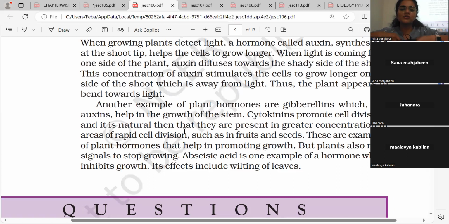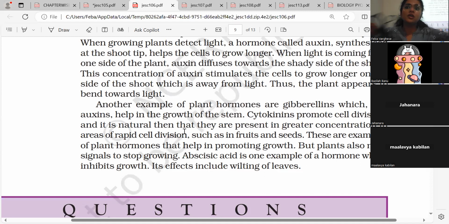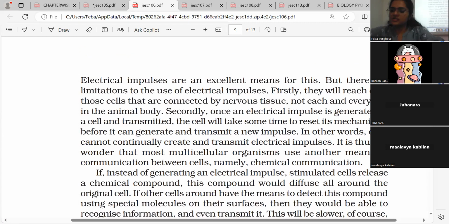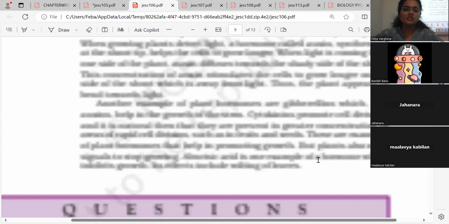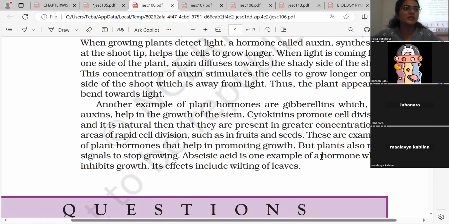Now, which all are the hormones present in the plant body? Examples: auxins, gibberellins, cytokinins, abscisic acid, and ethylene. Yes, ethylene is a ripening hormone, right? It causes the ripening of the fruits. Abscisic acid also is an inhibitor of growth. Ethylene and abscisic acid are inhibitors of growth, right? What are the effects of abscisic acid? It causes the wilting of the leaves. It causes the dormancy of the buds. It causes the closure of the stomata so that the plant can withstand the extreme conditions.